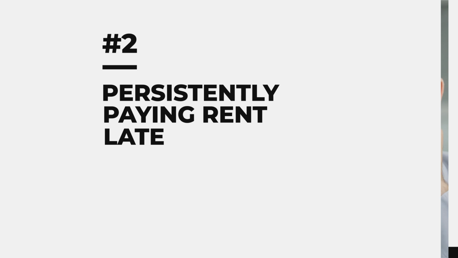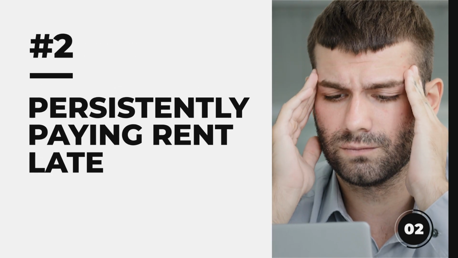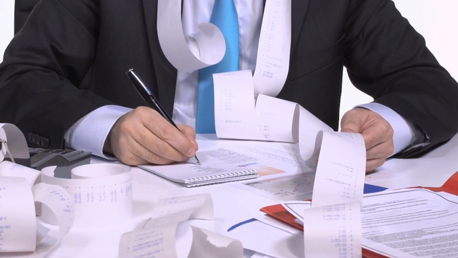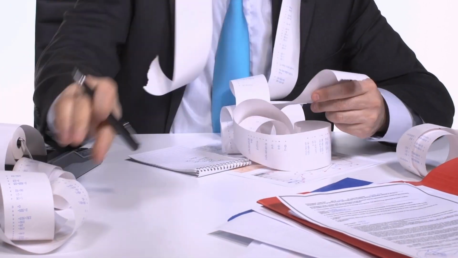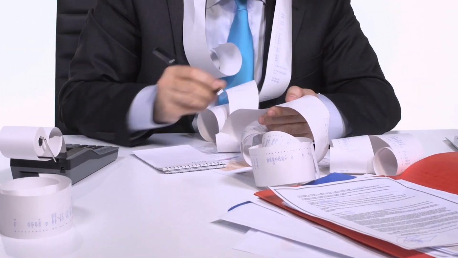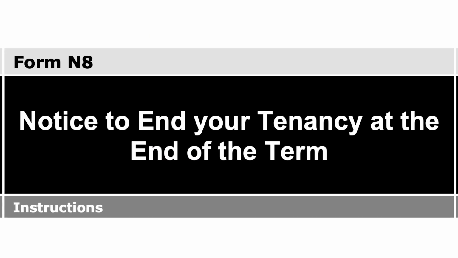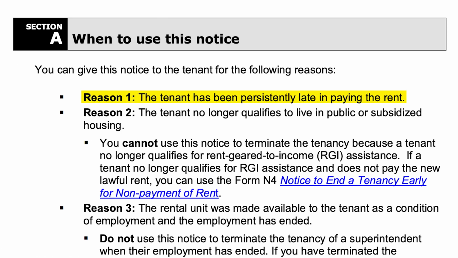But now let's say they catch up with the rent. This will bring us into the second reason. They're just persistently paying the rent late, and they're constantly causing you problems or headache, not really allowing you to regulate your bills. So you as a landlord will serve them with the next form, an N8 form, which is pretty much for persistently paying their rent late.